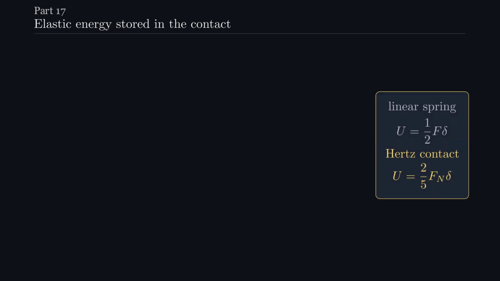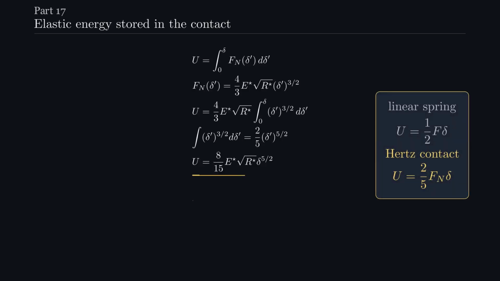The elastic strain energy is the work done during loading. Integrate force from zero indentation to the final indentation. Because the force varies as delta to the 3/2, the energy is 2/5 Fn delta, not 1/2 F delta. The 1/2 formula applies only to a linear spring.